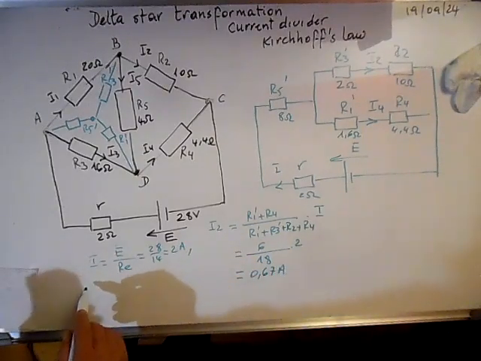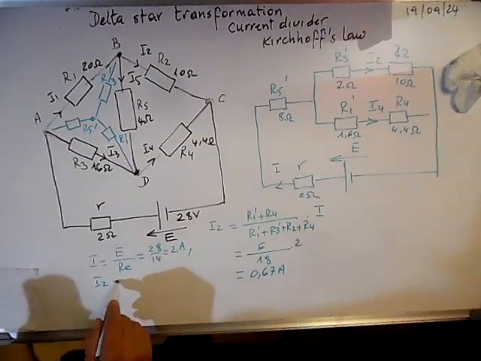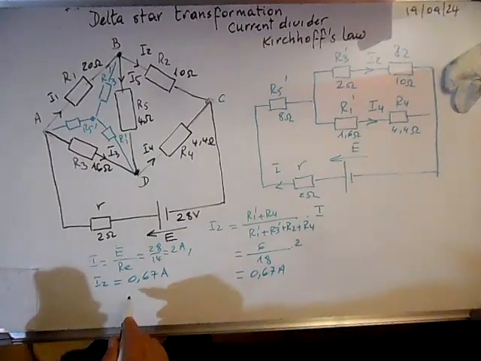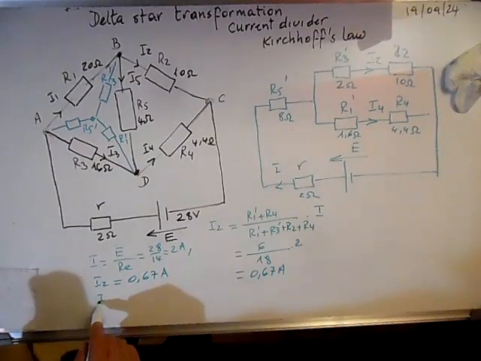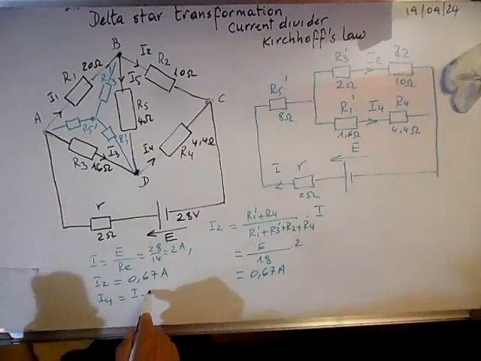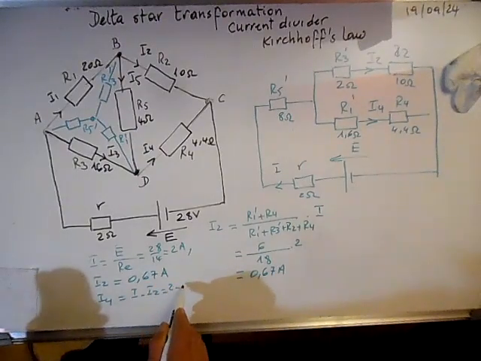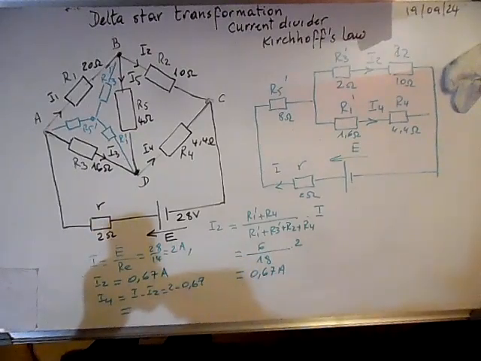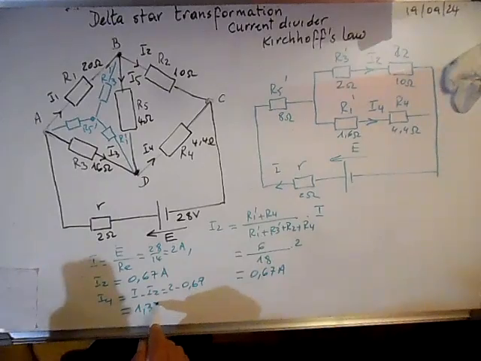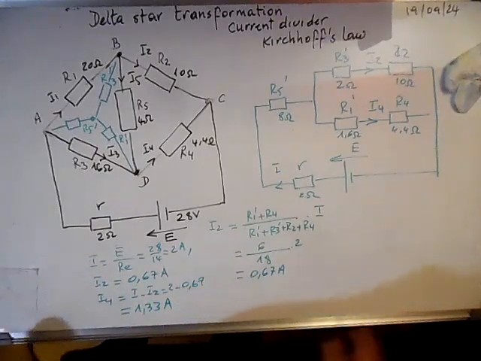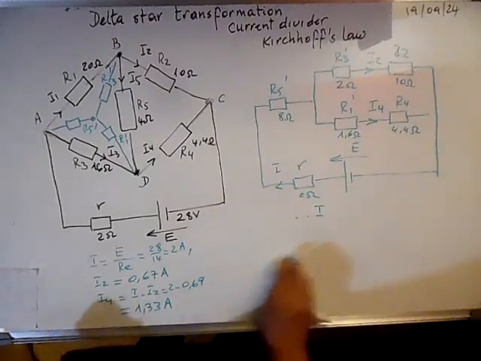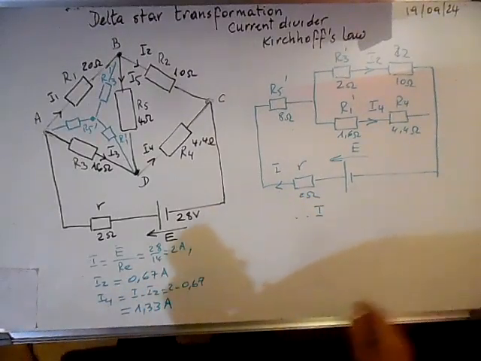So it means that if I2 is 0.67 amps, I4 will be the difference. I minus I2 is 2 minus 0.67, and this is 1.33 amps. We have calculated the currents I2, I4, and the main current.